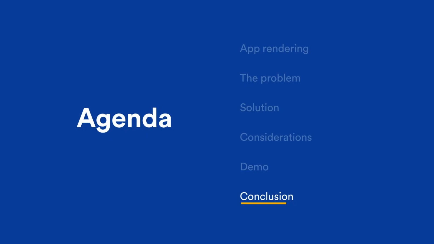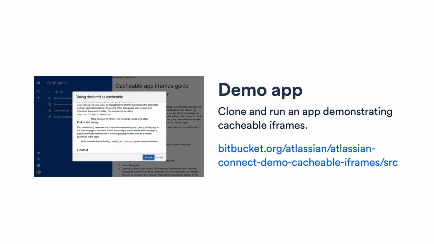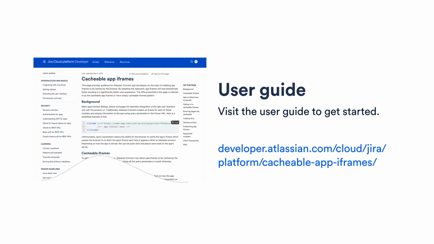I'm going to sum up by identifying a few resources where you can find more information and explore at your own pace. If you're interested, you can visit and play around with the timing scenarios application at this location. The demo app is based on the Atlassian Connect Express client framework. You can clone it at this location. The last resource is the user guide available in our developer docs.